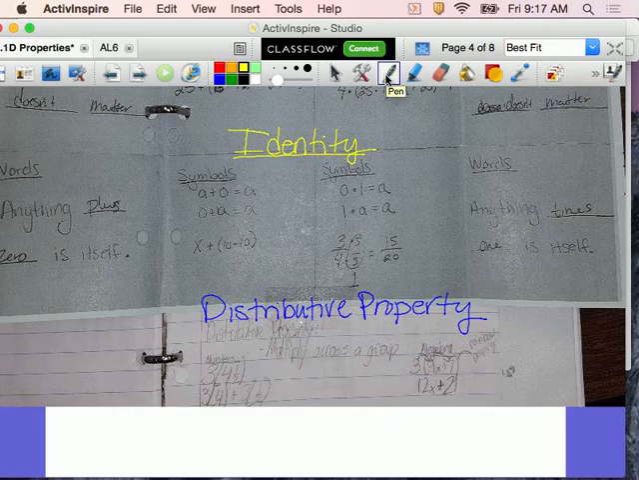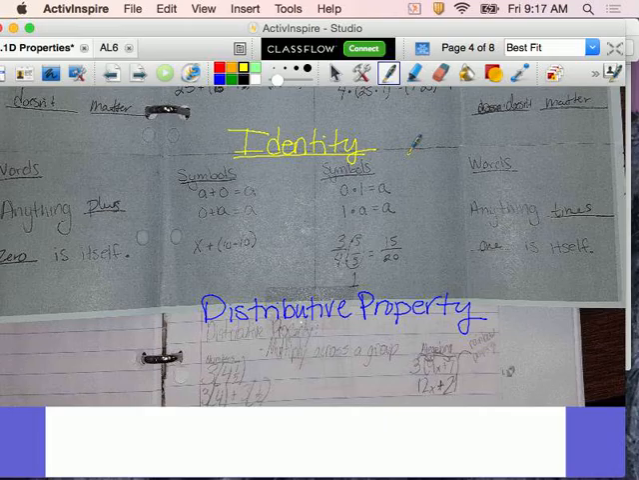And the same goes for the identity property of multiplication. Anything times 1 is itself. We use that all the time when we are enlarging fractions or simplifying fractions.